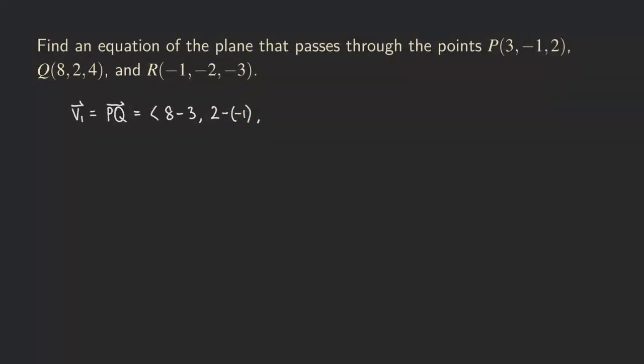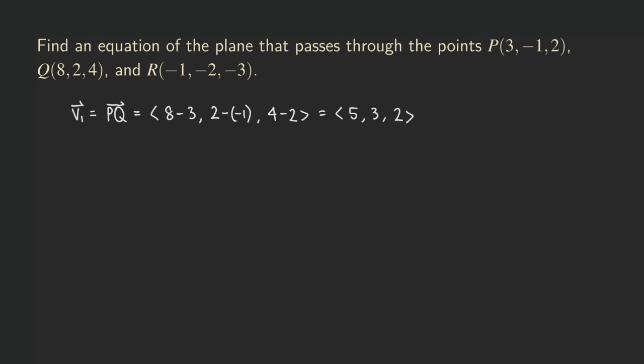The third component is the z value of Q, which is 4, minus the z value of P, which is 2. Now we do the calculation, and we have the vector 5, 3, 2: 2 minus -1 gives 3, and 4 minus 2 gives 2. So that's one vector that lies in the plane.